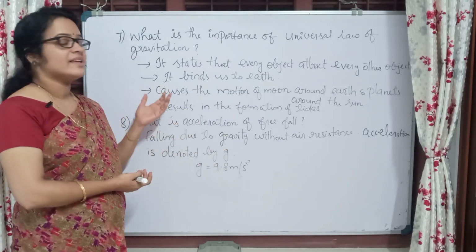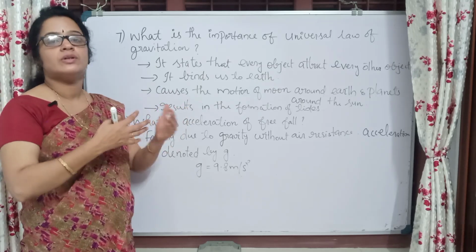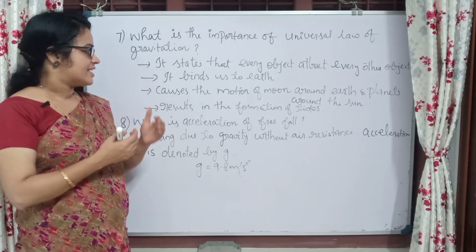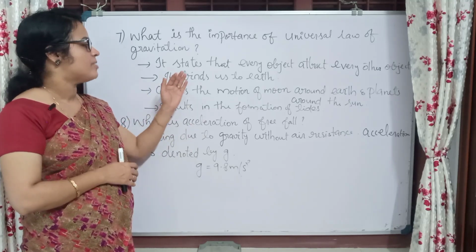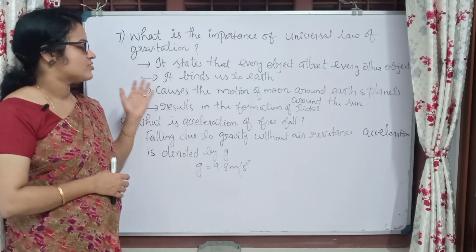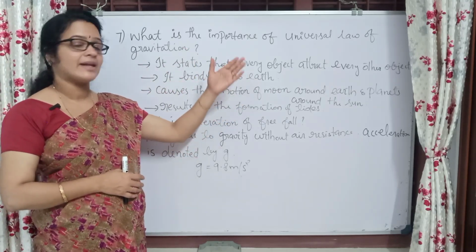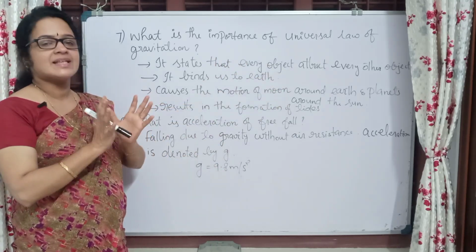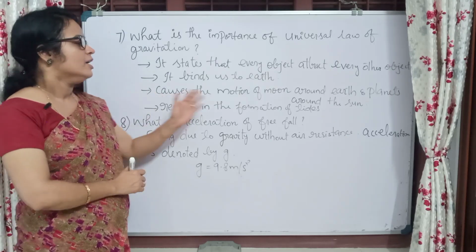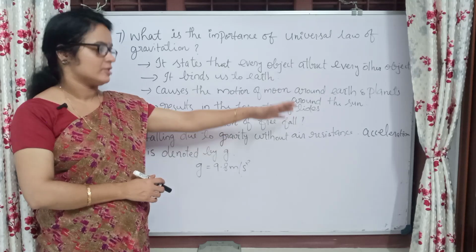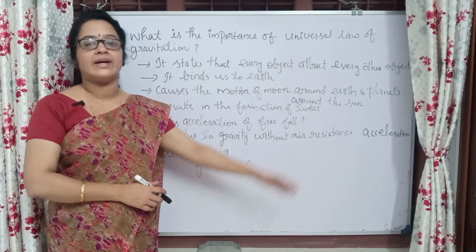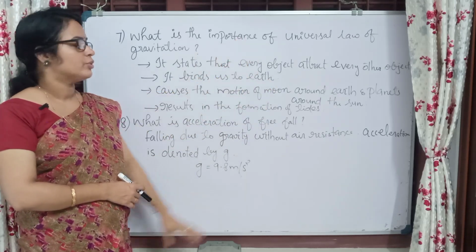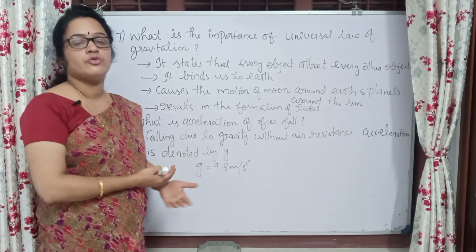The second thing is that it binds us to earth. Only because of this gravity, this force of attraction, can we stay here on the earth, right? So it binds us to earth. And the next one is, it causes the motion of the moon around the earth and also the planets around the sun. Only because of this attractive force is it possible for the moon to move around the earth, and the earth and all the other planets to move around the sun. That is also a very important thing to remember about the universal law of gravitation. Then it results in the formation of tides.